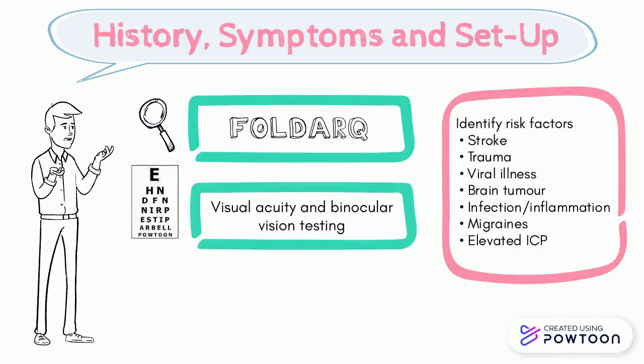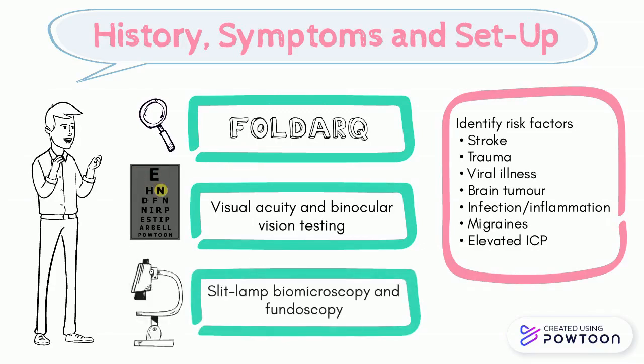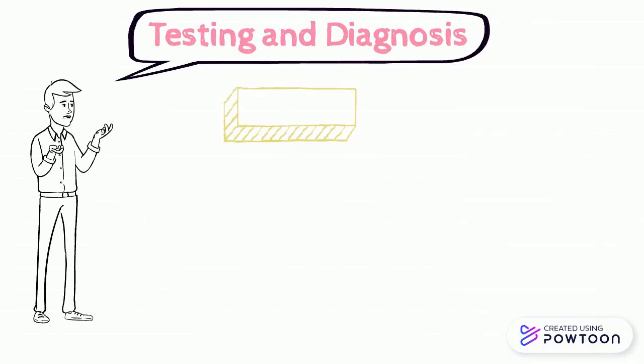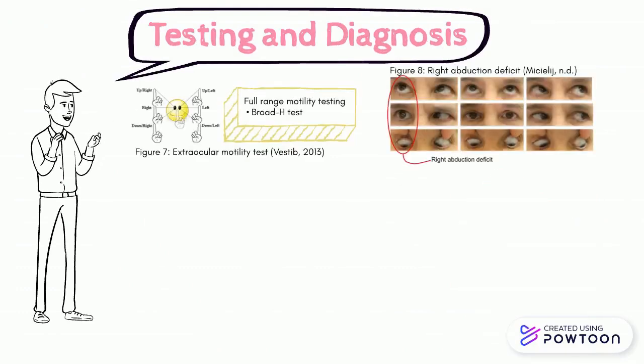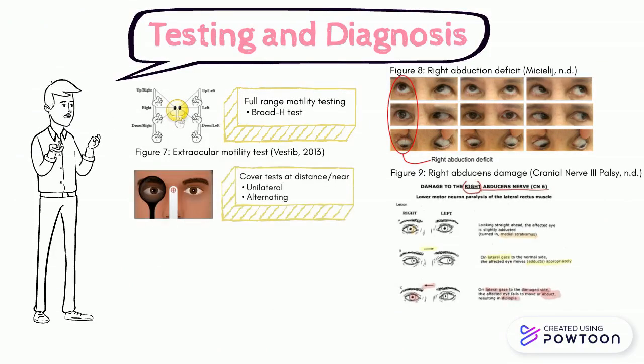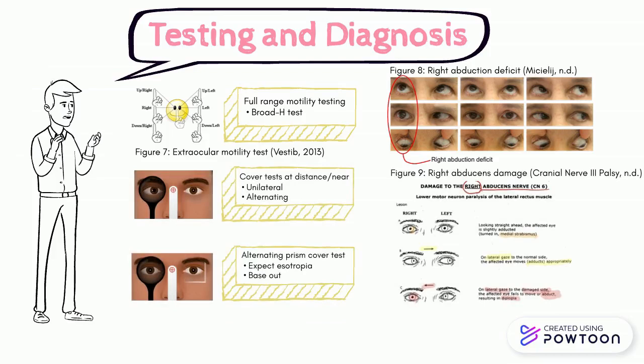Full visual acuity testing, ocular alignment testing, slit-lamp biomicroscopy, and fundoscopy must all be conducted. Patients with suspected SNP require full motility testing to reveal limited abduction of the affected eye in cardinal gaze directions. To determine strabismus and differentiate between complete and incomplete SNP, unilateral, alternating, and prism alternating cover tests must be performed at distance, and the manifest deviation needs to be established. Greater deviation is expected at distance due to convergence of the contralateral eye at near.